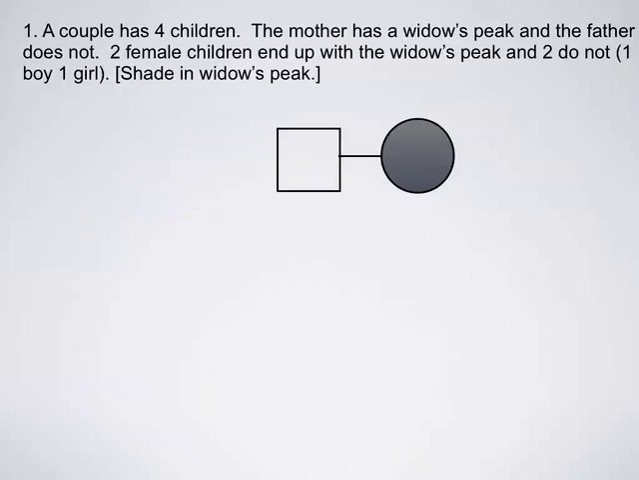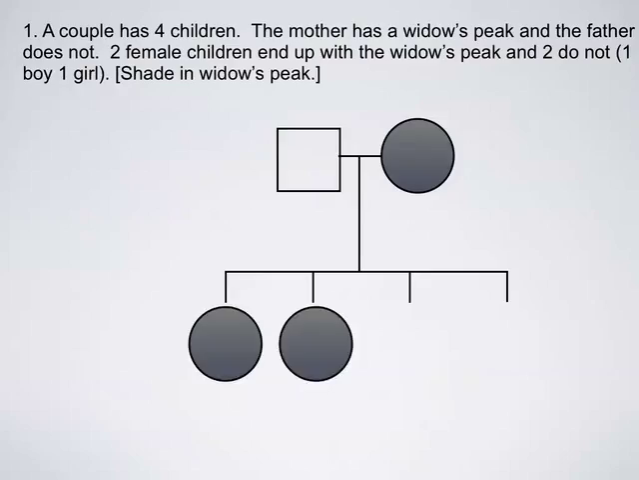Now they have children. They have 2 female children with it and 2 that do not have it. One's a boy, one's a girl. So how many children total, Farhan? 4. We're going to have a space for them all. All right, 2 female children with a widow's peak. What symbol should they get? You all answered one already. Ava, 2 female children with a widow's peak. I'll color it in first. Circle. Yeah, 2 shaded circles. Those are the girls with the widow's peak.